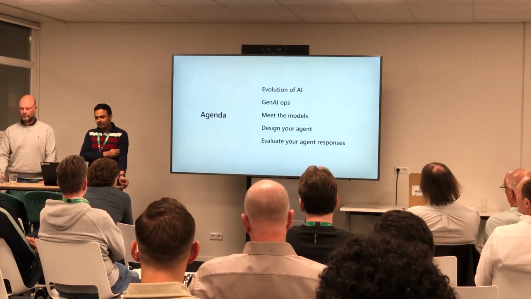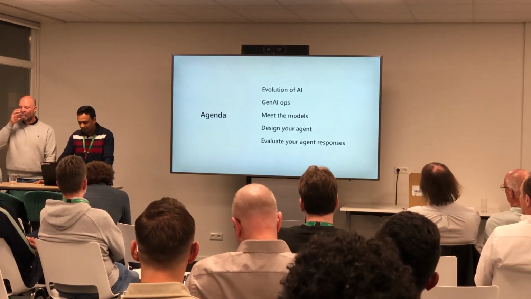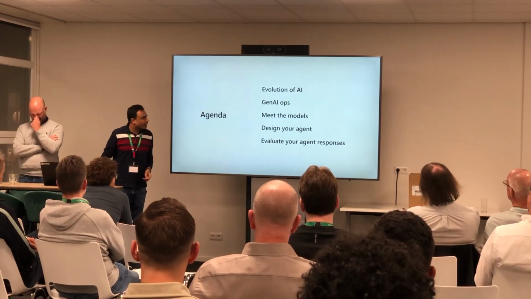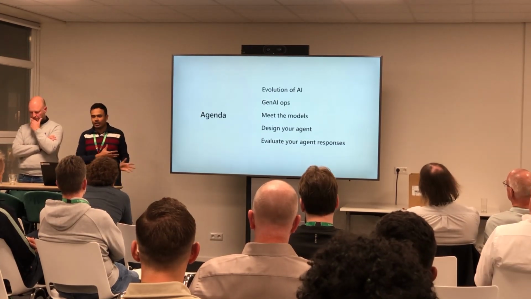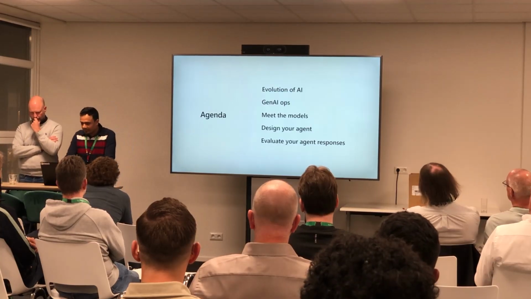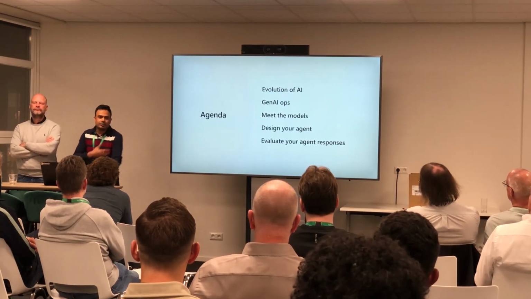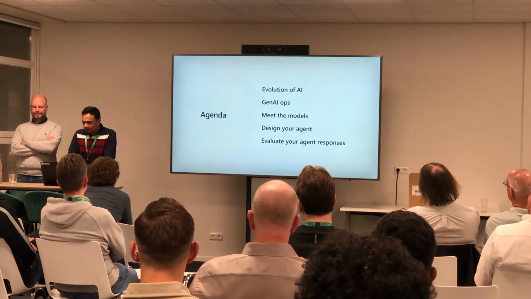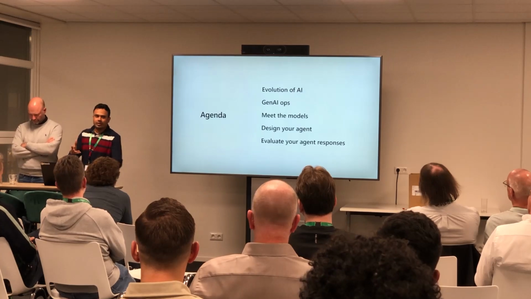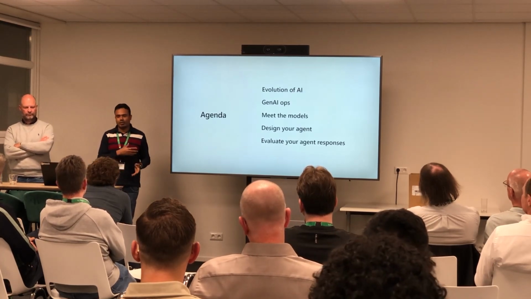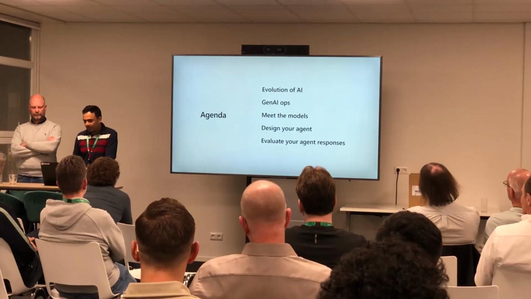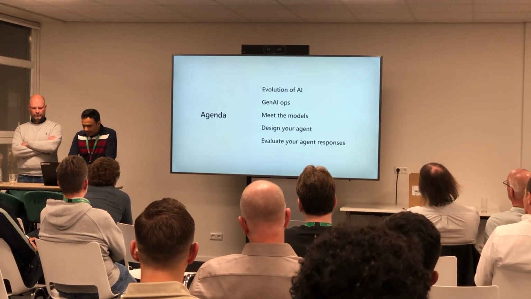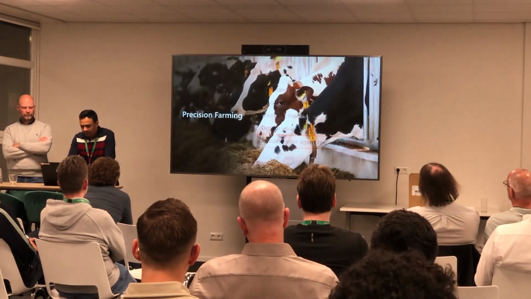So, about today's agenda, this is what we are going to talk about. First of all, we are going to set some context: how did we get here? What was the evolution of AI from where we started to where we are as of now? And then Gen AI Ops, not as a whole, but we'll take a part out of it. Meeting the models, actually we will do a live building of an agent and then evaluating it. We'll design that agent and then evaluate the agent responses based on certain parameters. So that's where the focus will be.